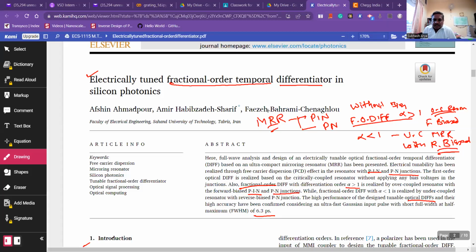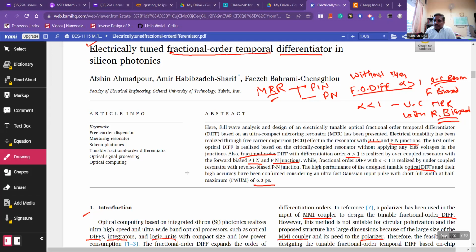So welcome back again in continuation of our earlier reading. The name of the article is "Electrically Tuned Fractional Order Temporal Differentiator in Silicon Photonics". In order to have continuity, let me read the abstract portion again.